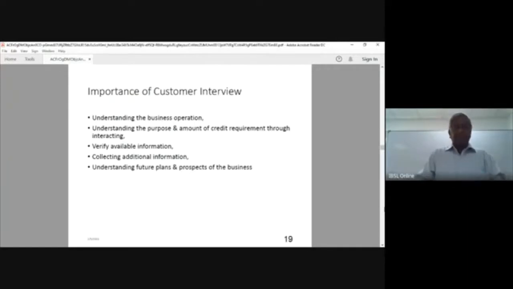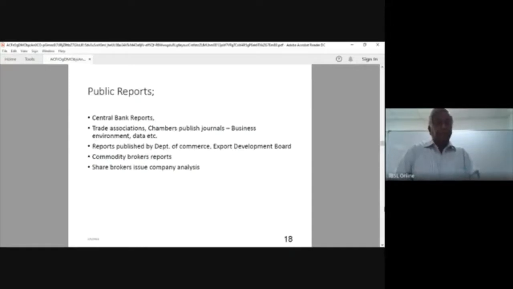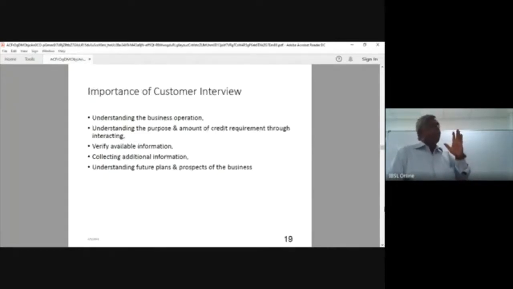Right. So these are the sources of information. Now you know what the sources are. When a particular customer or a particular industry comes to you for a facility, you can collect the relevant report from these sources and analyze it. Then another source is the interview. The interview is also for you to collect information about the customer.